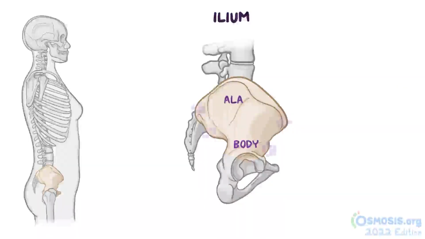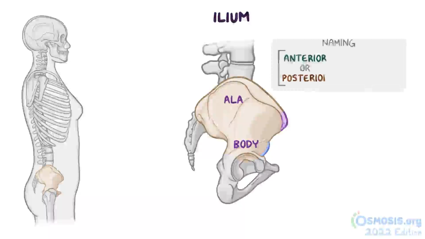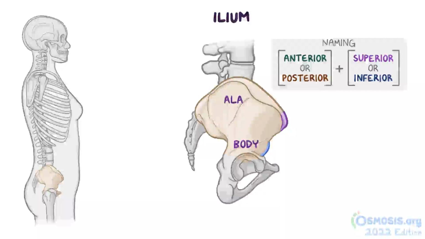Now, there are 4 bumps coming off the ilium called spines. Let's talk about them. If we look anteriorly to the ilium, we can see two of the spines. One of them is superior and the other one is inferior. The naming is easy because it follows the rule of anterior or posterior plus superior or inferior. The superior one is called the anterior superior iliac spine, and the inferior one is called, you guessed it, the anterior inferior iliac spine.